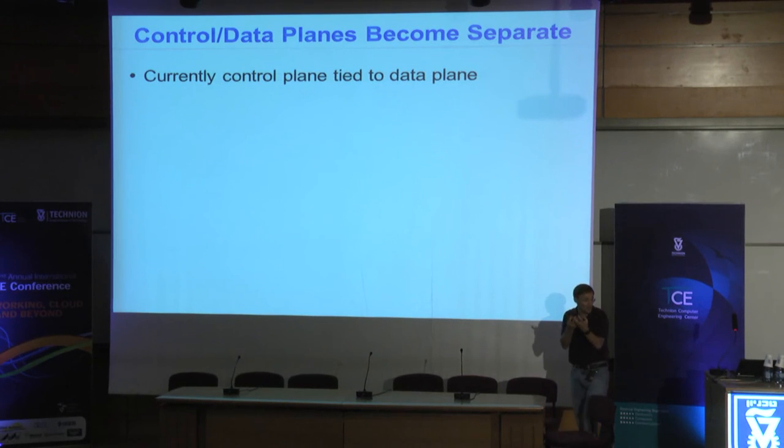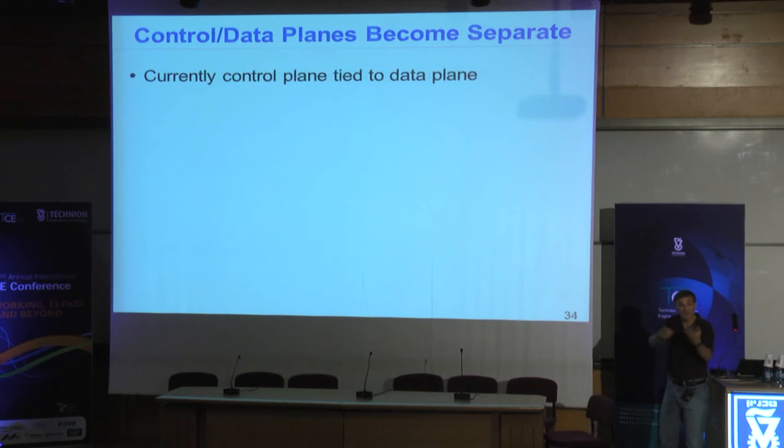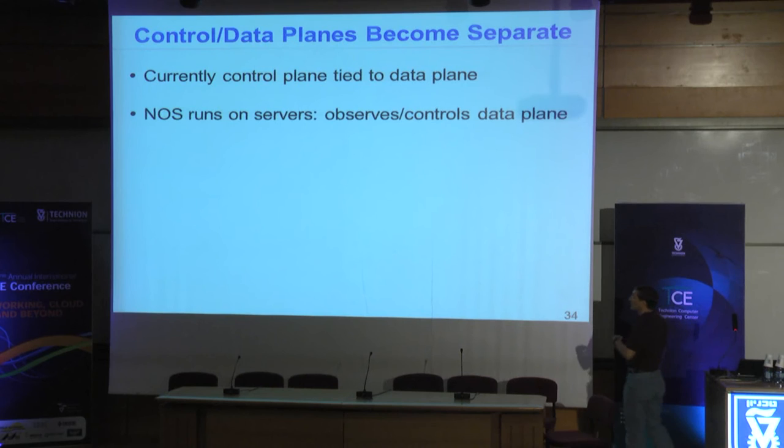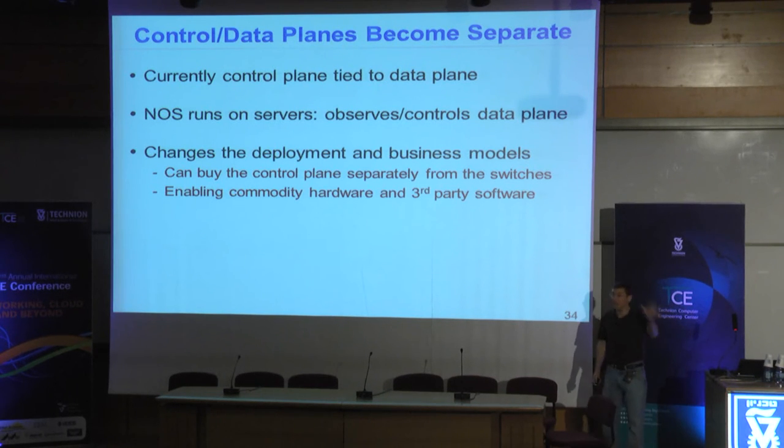They are the same in terms of vendors, and they are both implemented in the same place. SDN pulls them apart because the network operating system runs on servers. It observes and controls the data plane, but it is not part of the data plane. So what this does is it changes the business model and the deployment model. You can buy the control plane from somebody different than you buy your switches from. That means commodity hardware, third-party software, could be the way networks go.